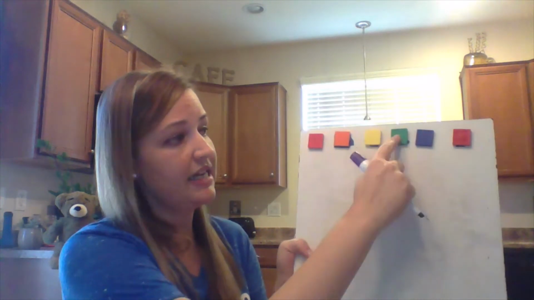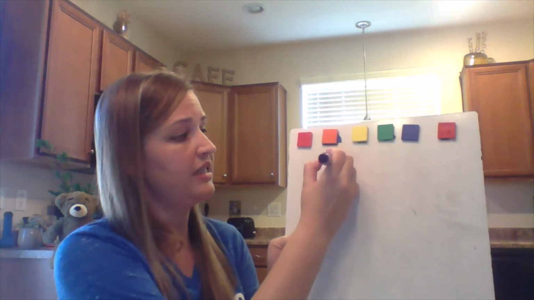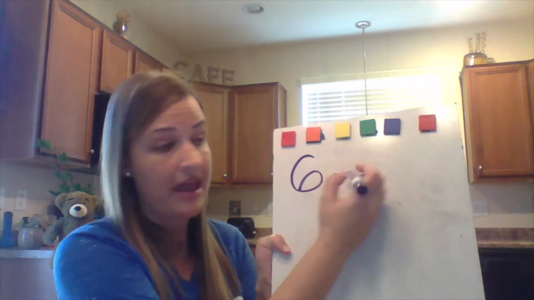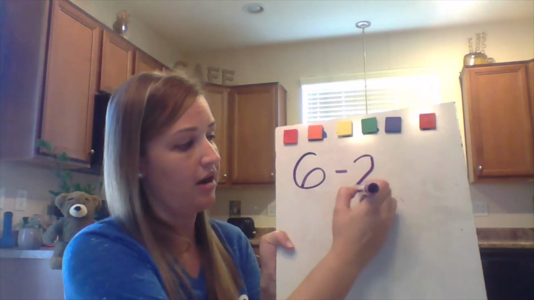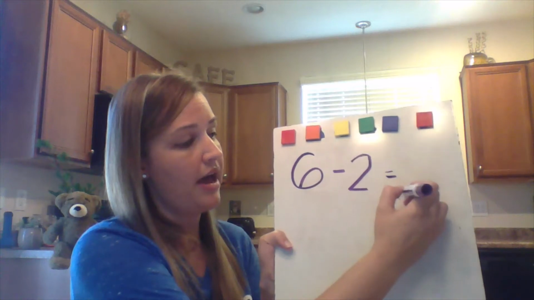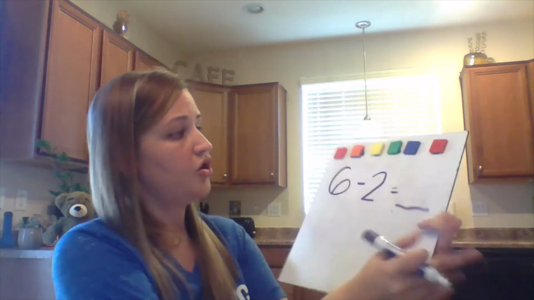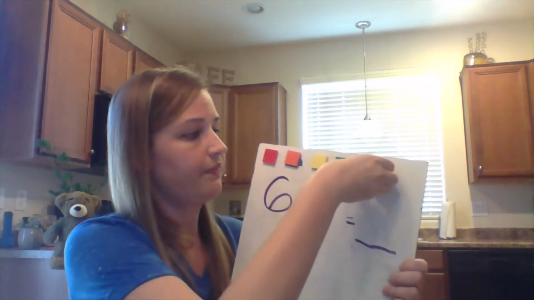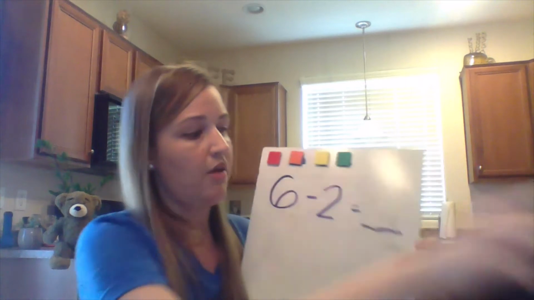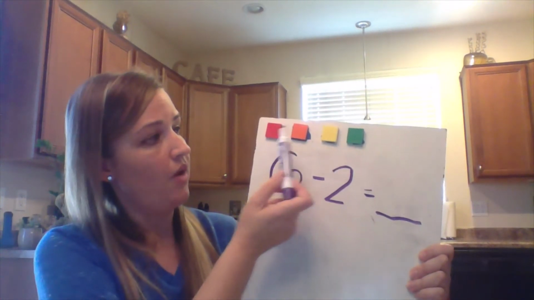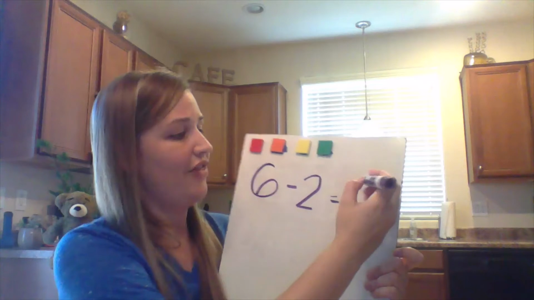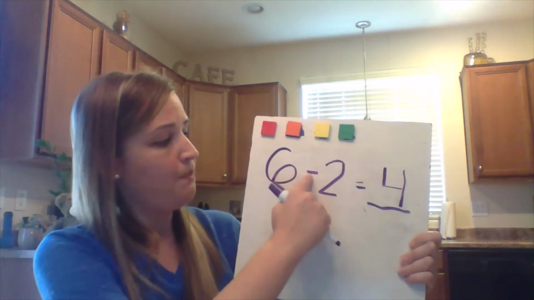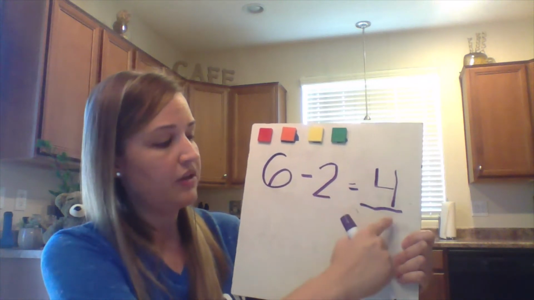I have 6 squares up here, so I'm going to start with 6, and now I'm going to draw a minus sign. That means I'm going to take away 2 of my squares. Now we got to figure out how many are left. So if I have my 6, and I take away 2 of them, 1, 2, boys and girls, how many are left? 1, 2, 3, 4. Yeah, there are 4 left. So when I look back and read the problem, it says 6 minus 2 equals 4.